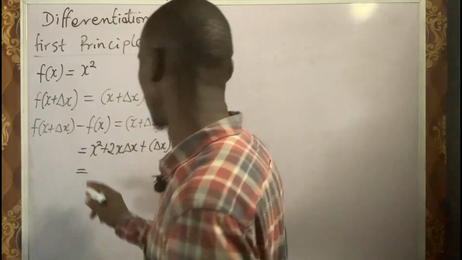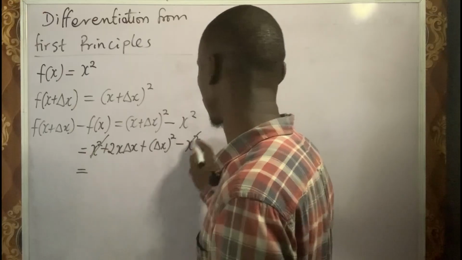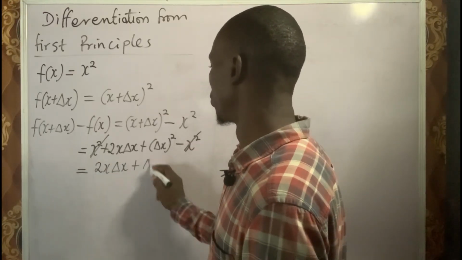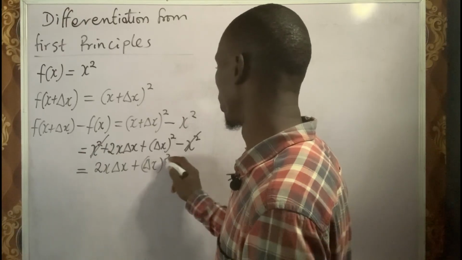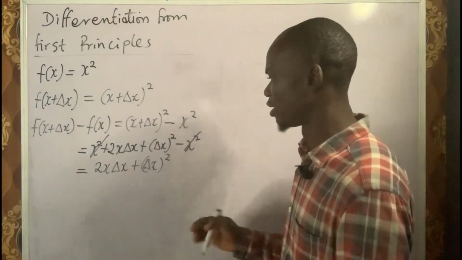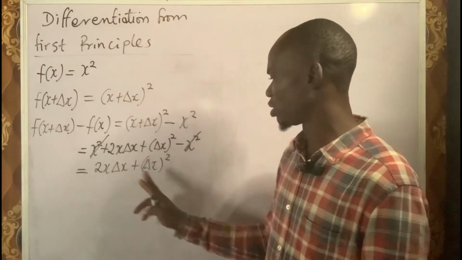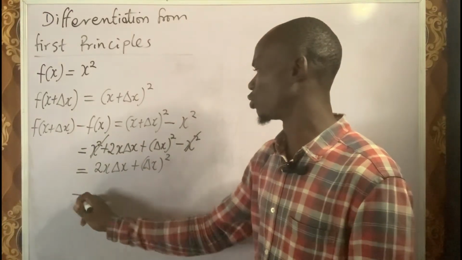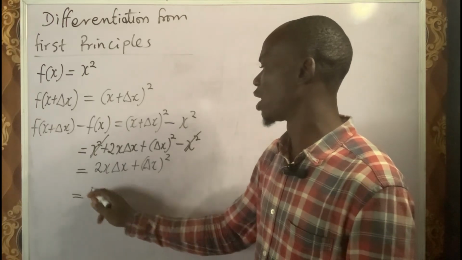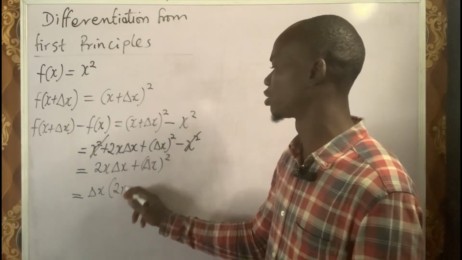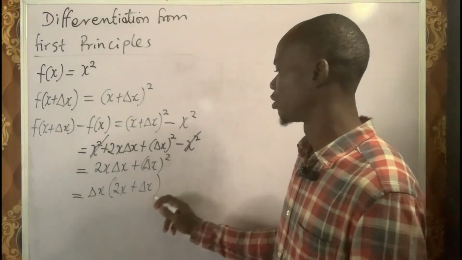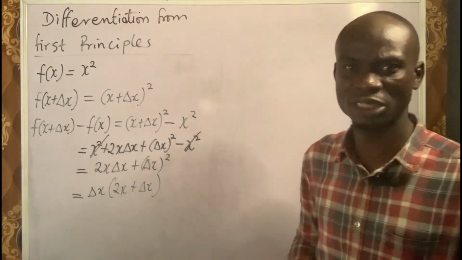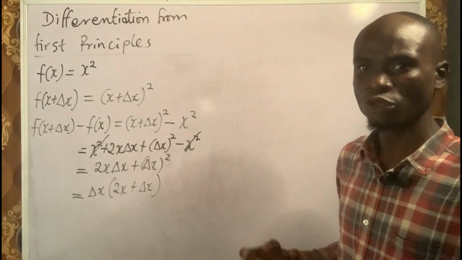So with that now, I can say x² minus x² is gone, leaving us with 2xΔx + (Δx)². I don't have a free Δx here. Δx is tied up here, Δx is tied up here. So I can free one by factorization. That means I'm going to have Δx(2x + Δx). So now I have a free Δx. Like I always say, that's the essence of simplifying in the third step. So now I can move to the fourth step.